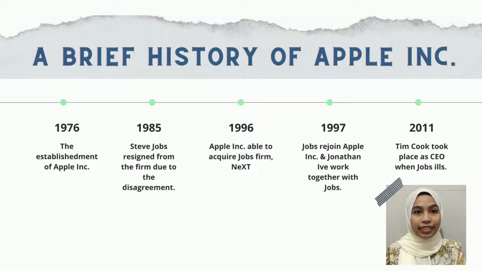In the year of 1996, Apple Incorporation successfully acquired Steve Jobs' firm, and the following year, which is 1997, Steve Jobs rejoined Apple Incorporation and acted as an interim CEO. He also recruited Jonathan Ive to collaborate together to rebuild the Apple brands. In the year of 2012, this is where Tim Cook took place as a CEO due to Steve Jobs falling sick, and he still remains as a CEO until now.